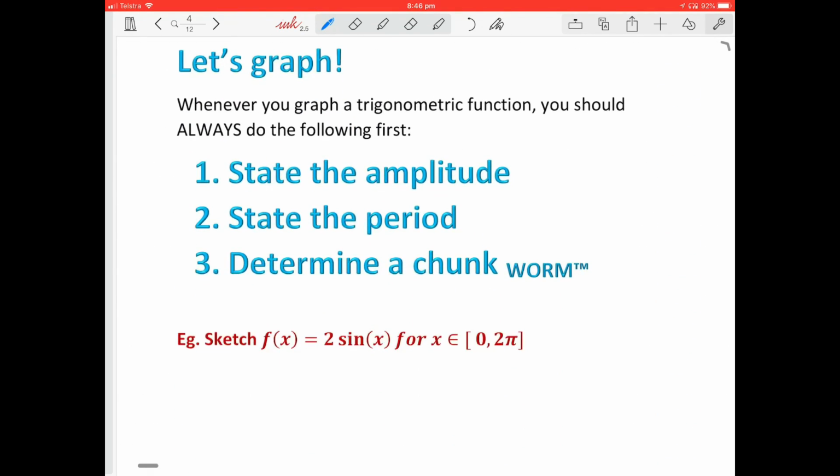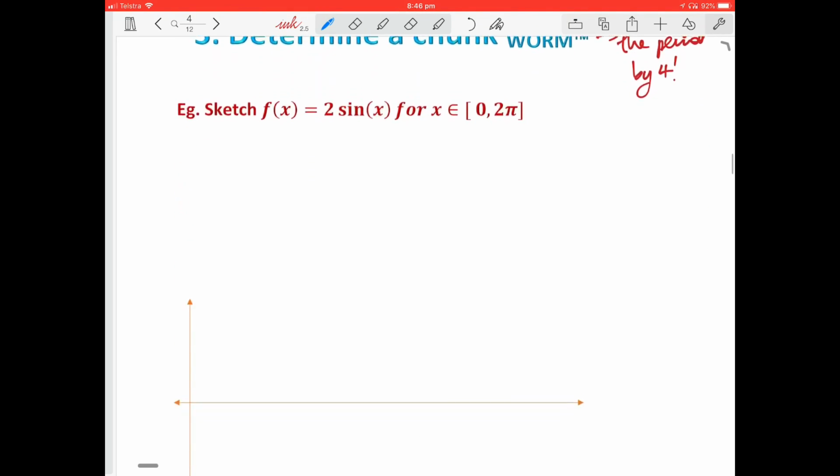Okay, so let's have a crack at graphing. So I've said here, whenever you graph a trig function, the first thing you should always do is state the amplitude, state the period, and then determine a chunk. And the way that you determine a chunk is by dividing the period by 4. Now it'll start to make more sense as we have a crack.